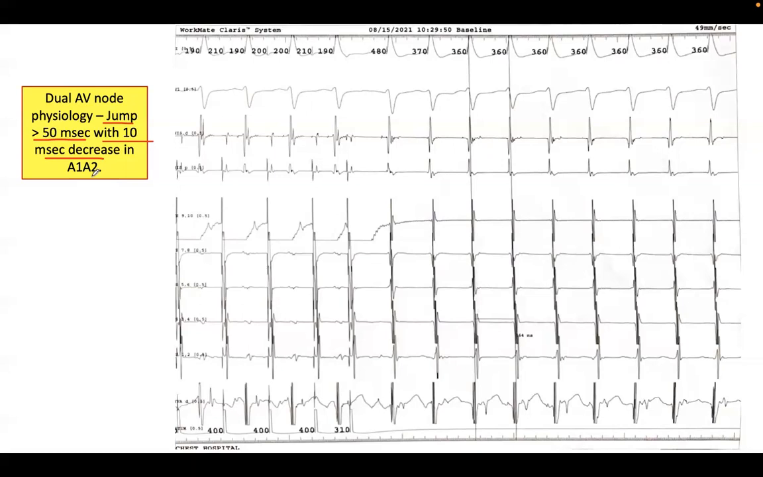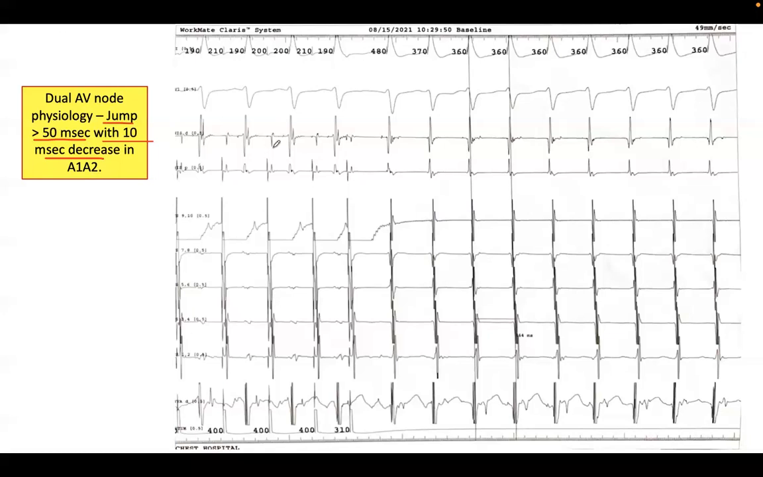Usually we go down by 20 milliseconds; when we say AV jump, we're not being very strict about that definition or that terminology. This is the definition: you have to come down by 10, and you will see increase by 50. Okay, but that's an example.